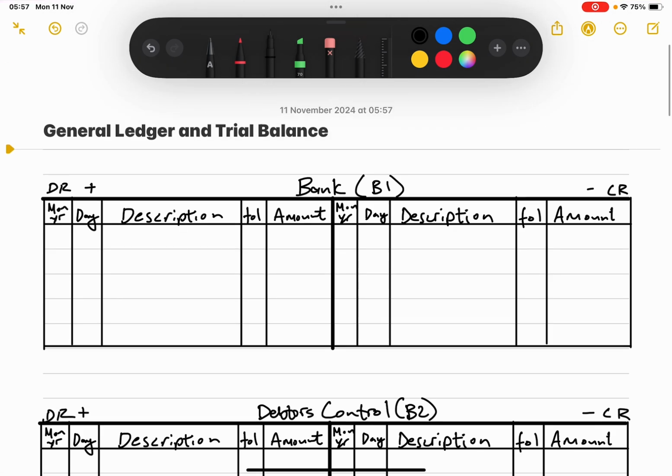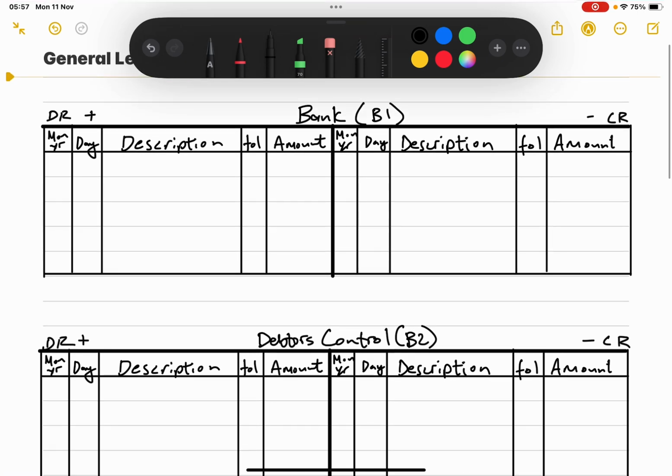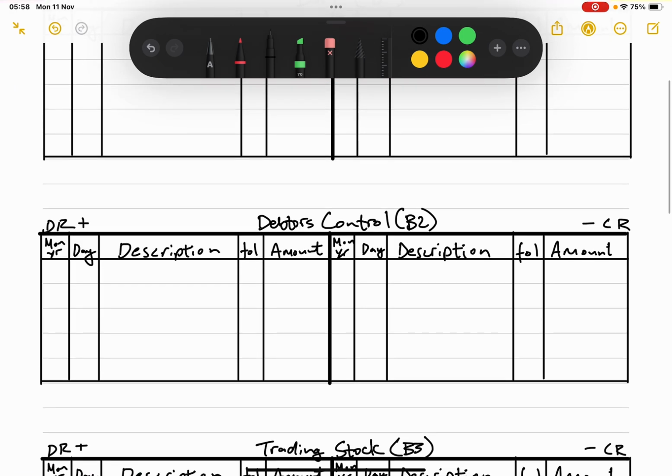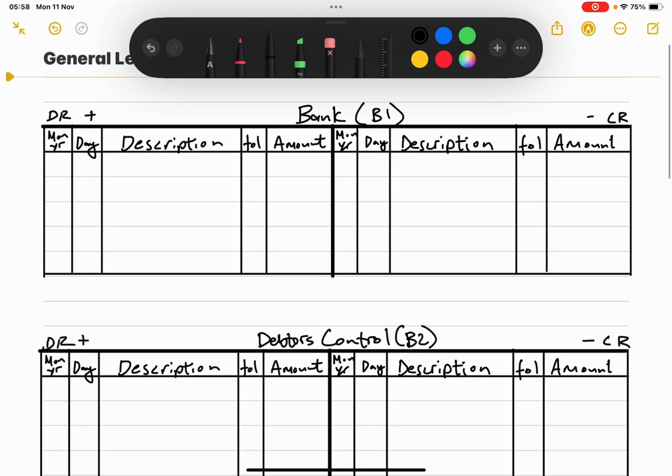Okay, so starting with the easiest one, which is bank. The way bank works is it only works with cash transactions, basically. So when someone buys something on credit, for example, that doesn't affect our bank, right? Because that would affect our debtors control. So at the end of every single month, what a business will do is it will total its cash receipts journal and it will total its cash payments journal. And then they will take that figure and they'll put that into bank.